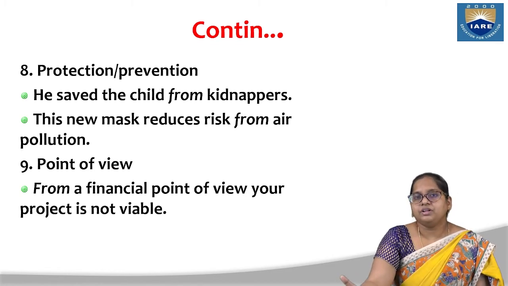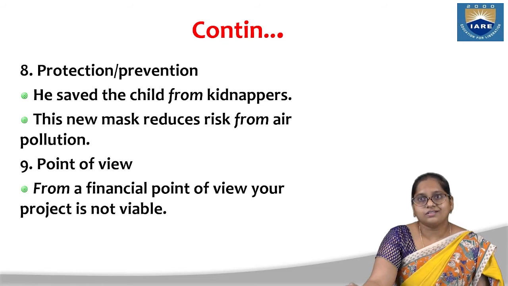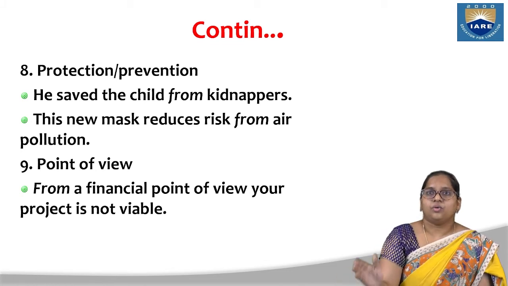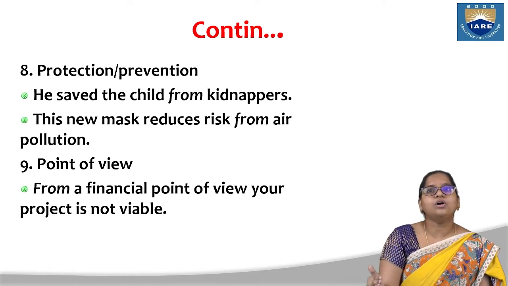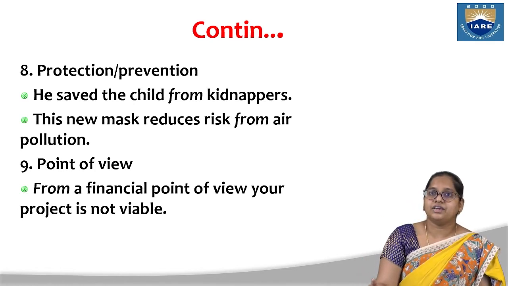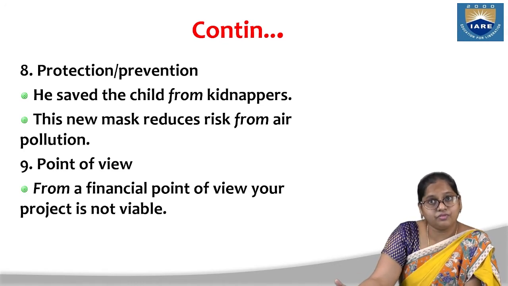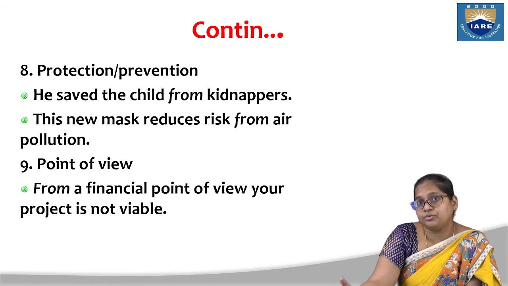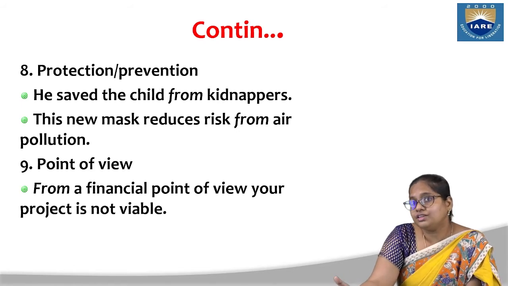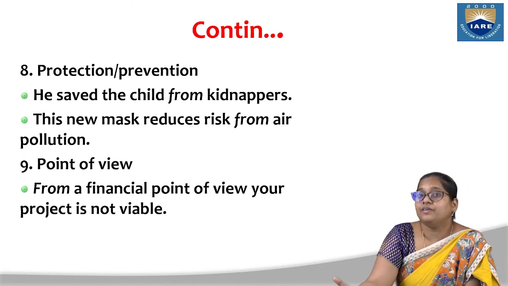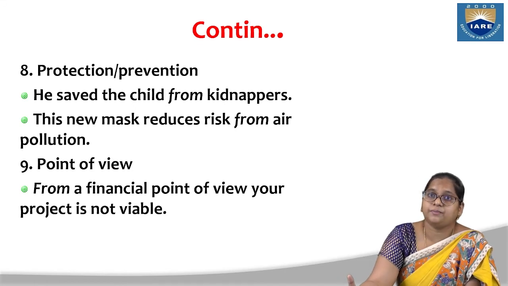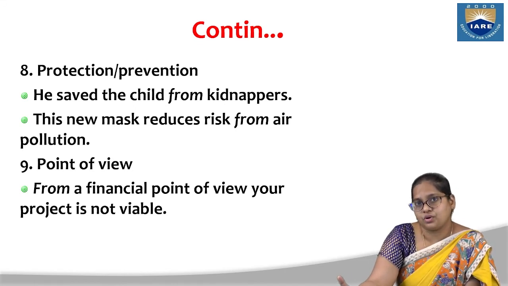Or another example, this new mask reduces risk from air pollution. So when you are talking about any prevention or protection, you can use this. He saved a child from kidnappers. So from where did she get protected? From this. And in the other context, this new mask reduces risk from what? From air pollution. When the sense is prevention or protection, you can use the preposition from.